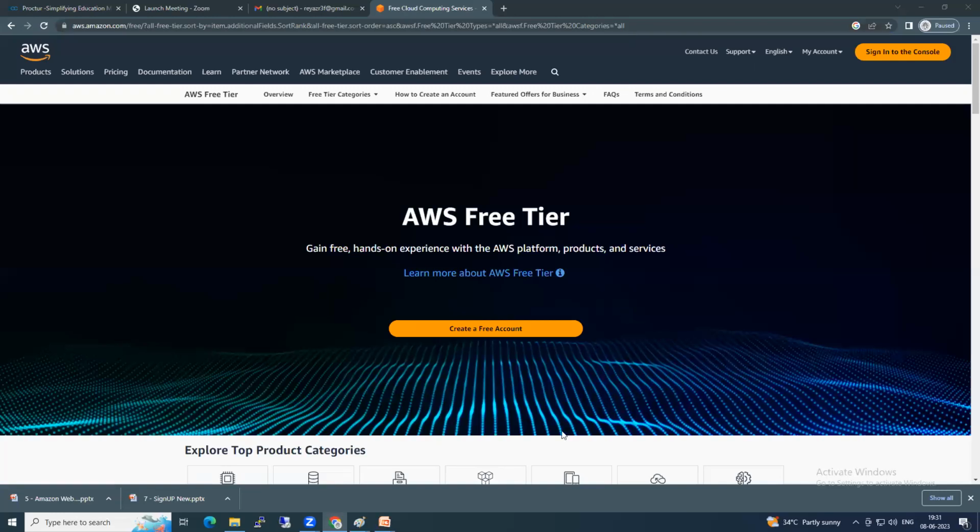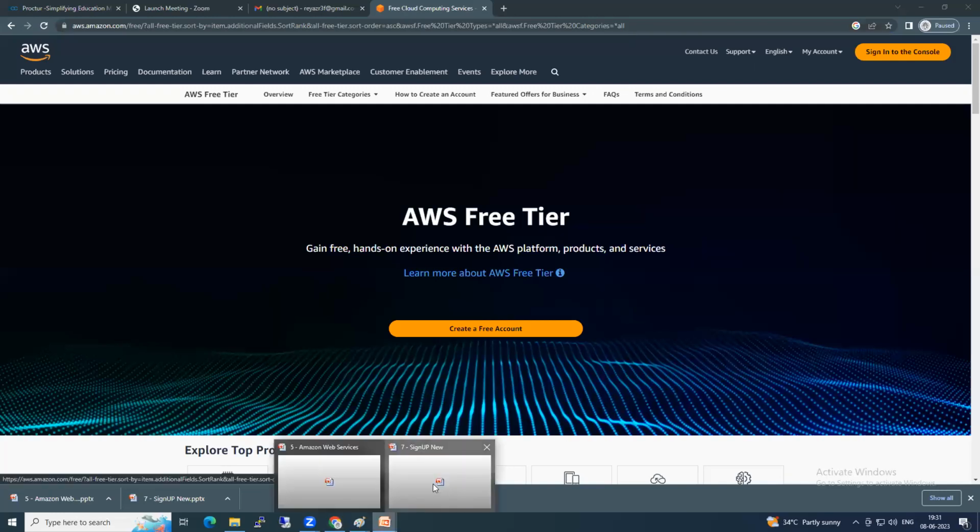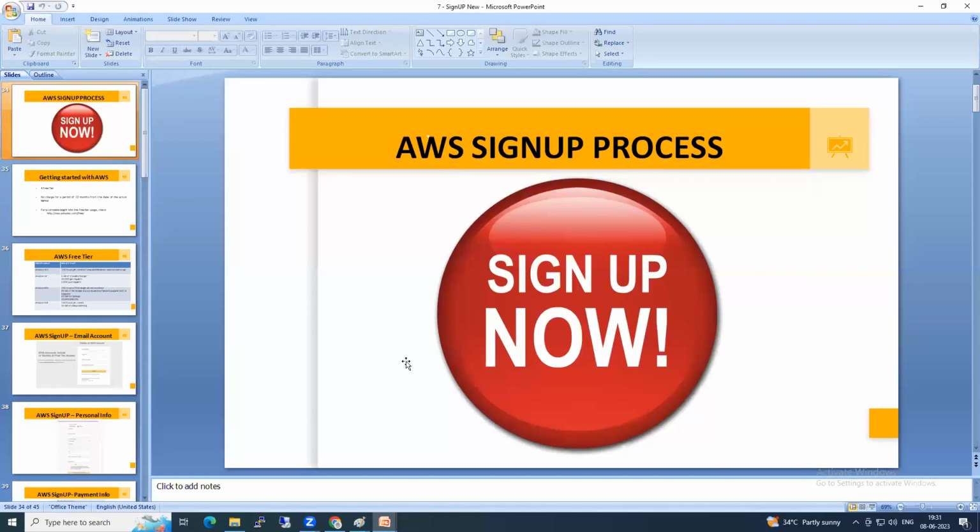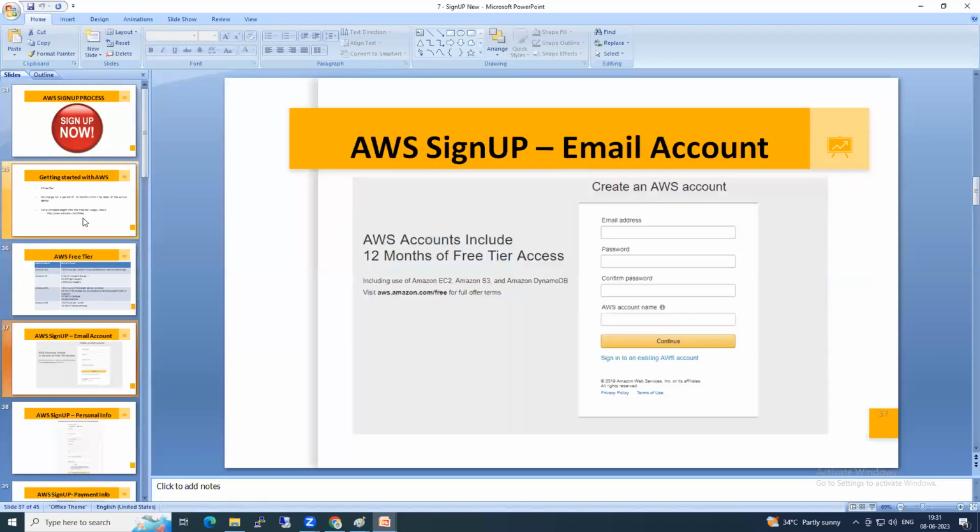If you go through that URL, you will see a page like this. Pavanveer, yes, boss, we will check that. And you will get the information like this. It will ask you to create an AWS account. So you give the email ID, password, confirm password, and AWS account name. You can give any name.